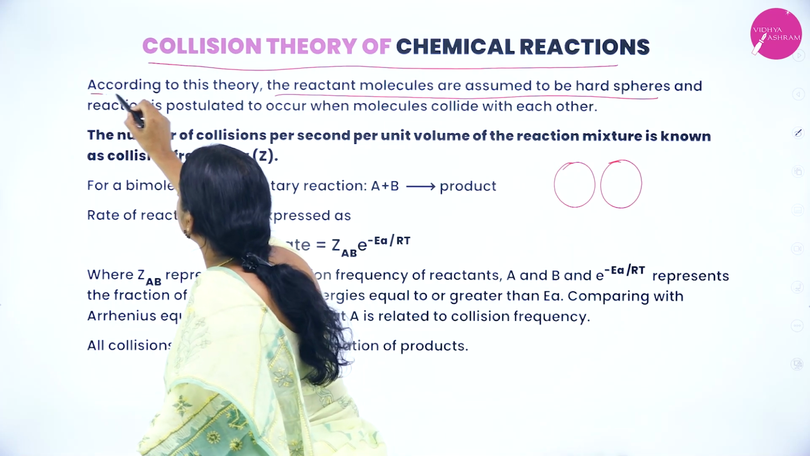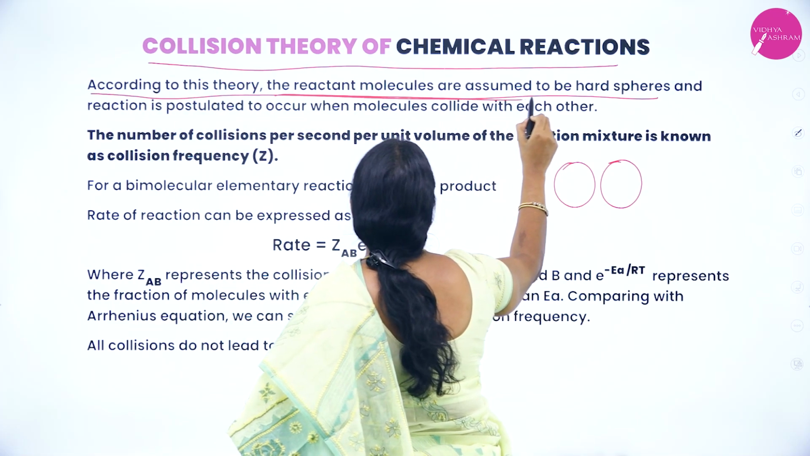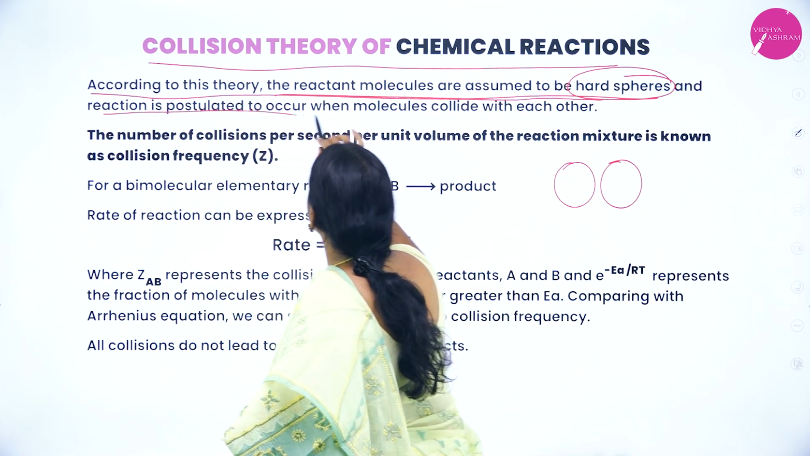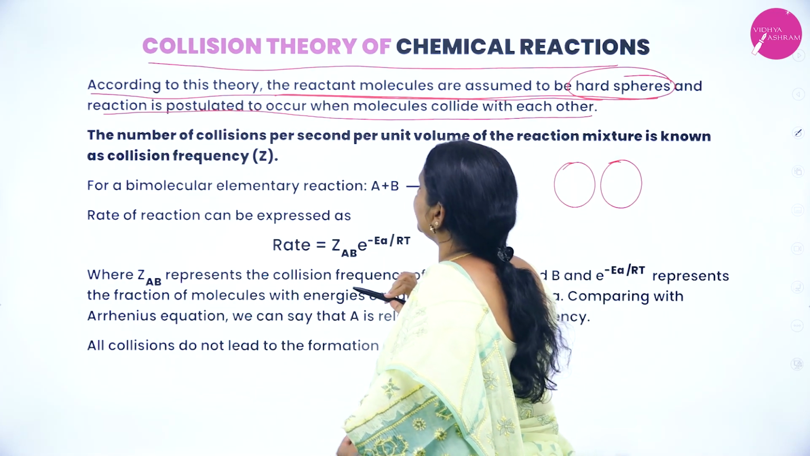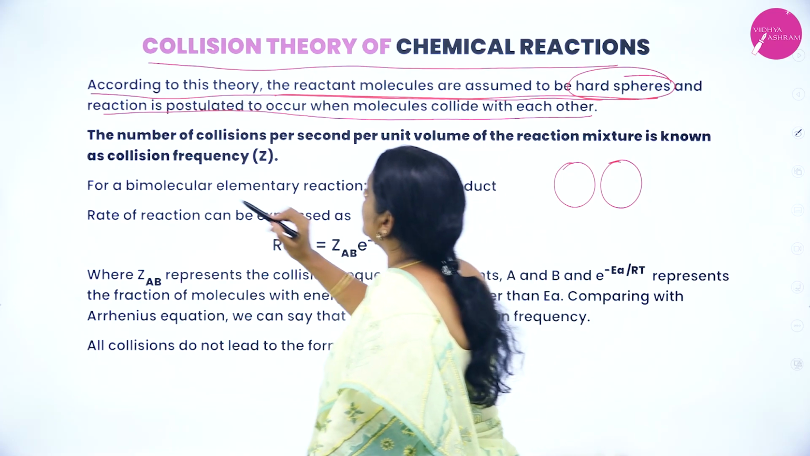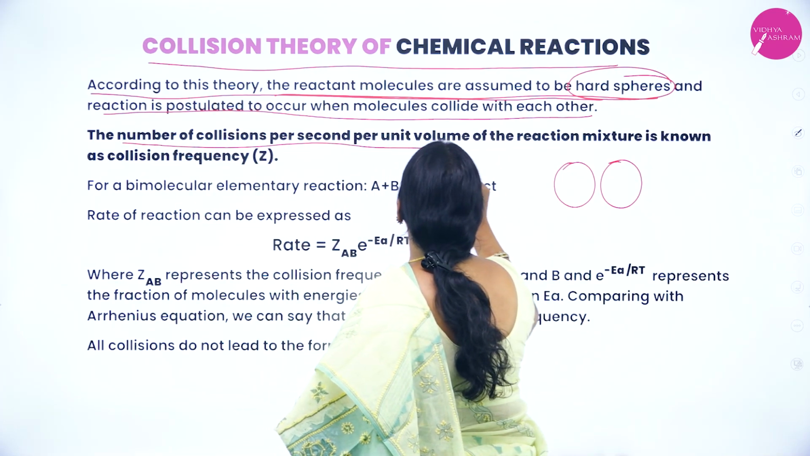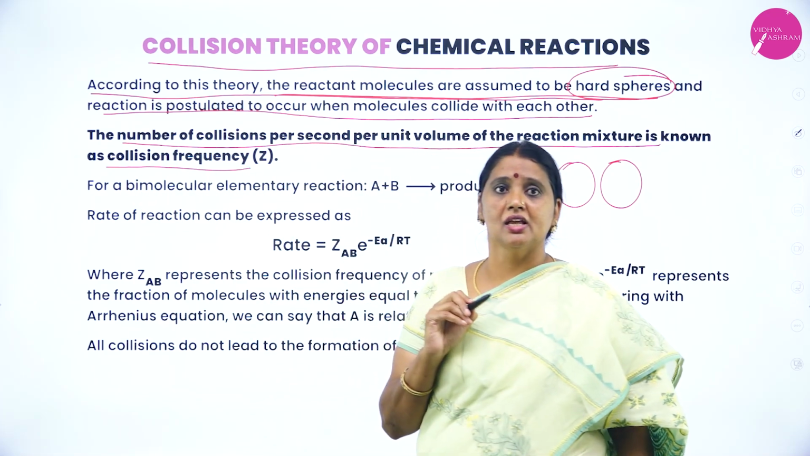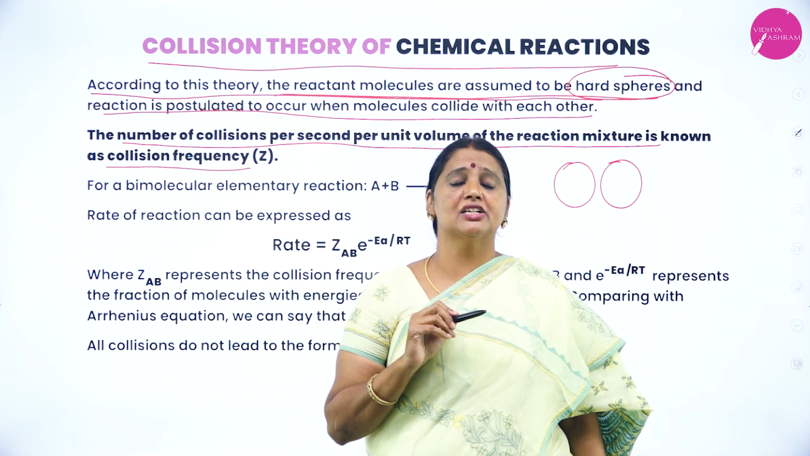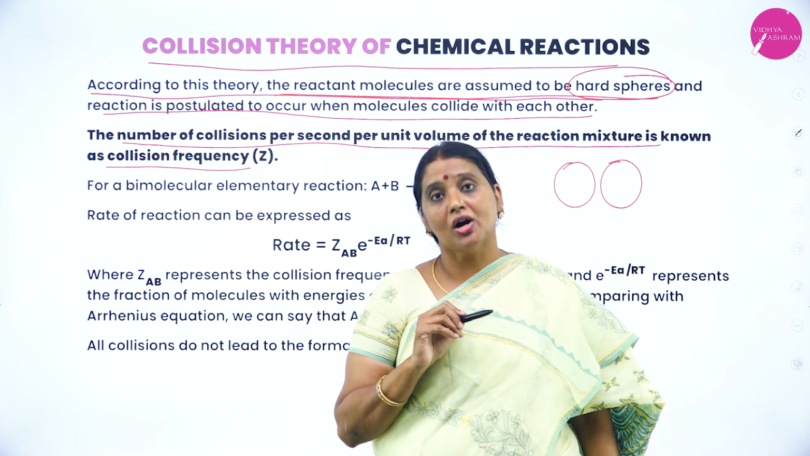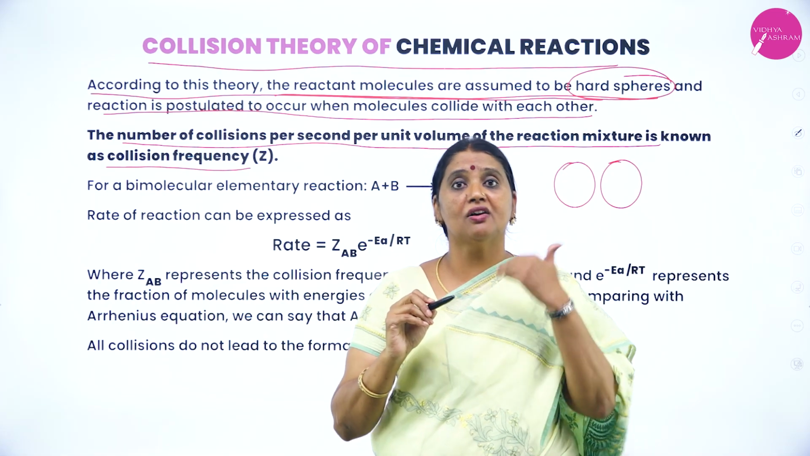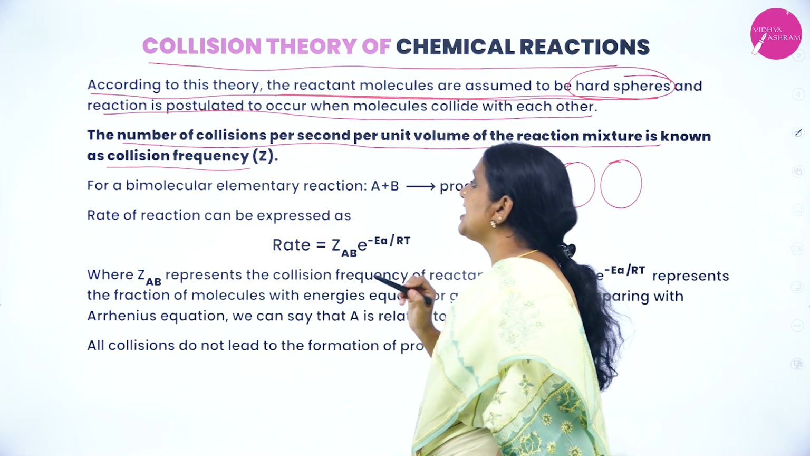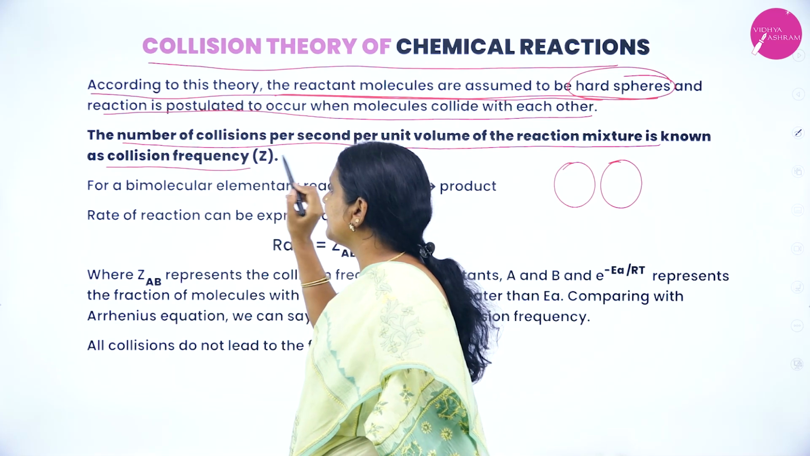According to collision theory, the reactant molecules are assumed to be hard spheres, and the reaction is postulated to occur when molecules collide with each other. The number of collisions per second per unit volume of the reaction is called the collision frequency. What is collision frequency? The number of effective collisions per unit time and per unit volume is called collision frequency Z.